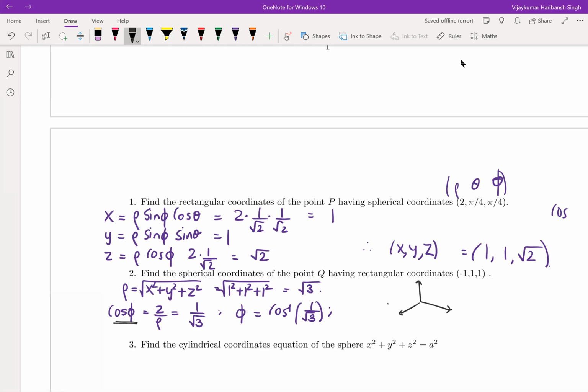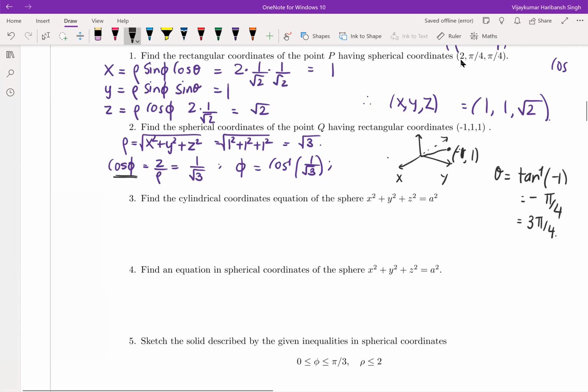We can do it by projecting the point down to the xy plane. So we have the xy plane, and this is where our -1, 1 lies. So if this is -1 comma 1, then we get theta equals tan inverse of -1, which is going to be minus pi by 4, or in other words, it could be 3 pi by 4. Okay, so this is theta, phi, and rho.